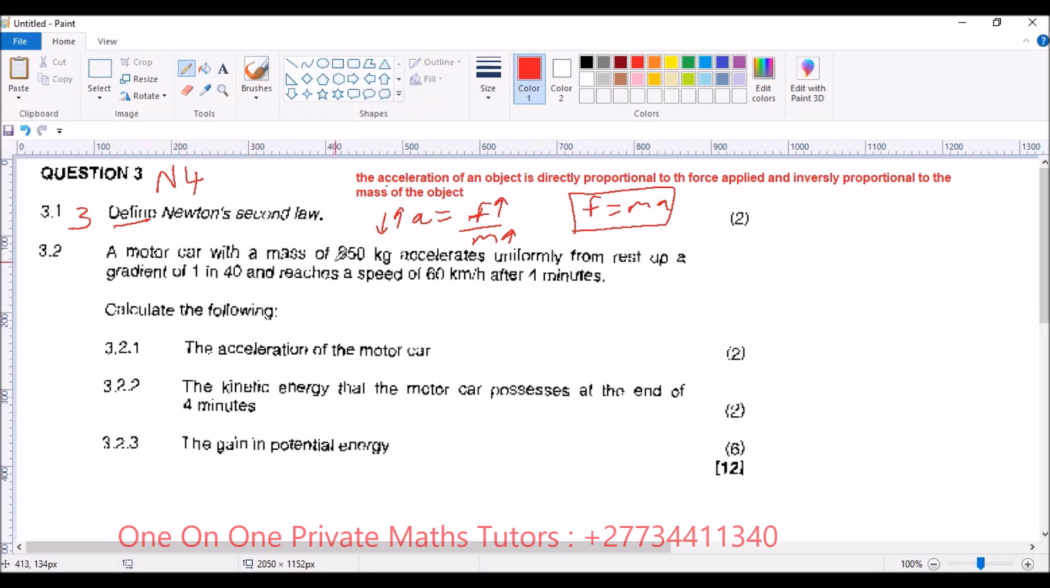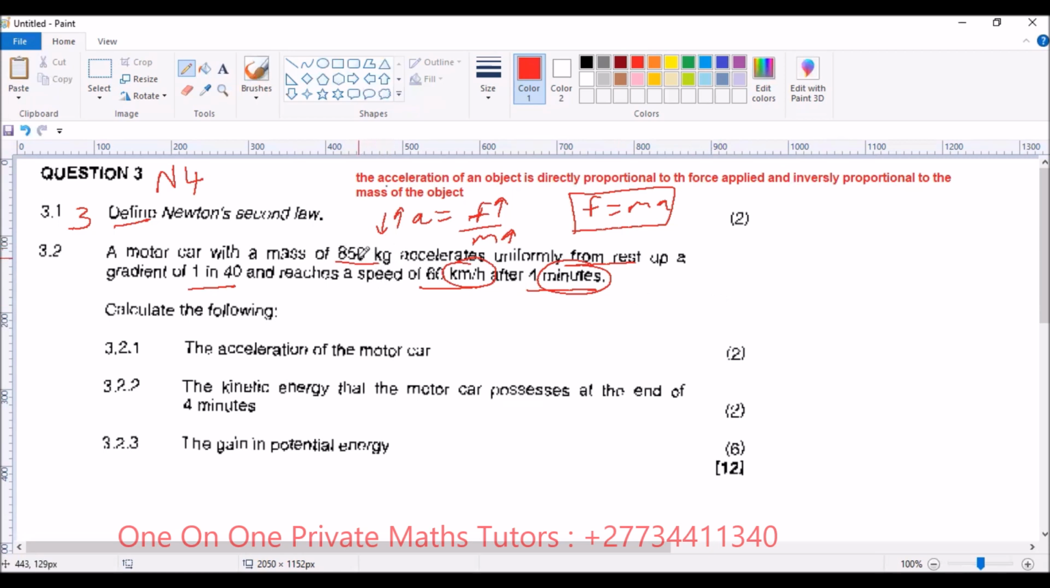A motor car with a mass of 850 kgs accelerates uniformly from rest up a gradient of 1 in 40 and reaches a speed of 60 kilometers per hour after 1 minute. Upon seeing this question, the first thing you must look for is units. Usually we don't use kilometers per hour and minutes. We don't use them at all in physics. All right. So you must convert to meters per second, seconds. So first thing I would do, but the mass is okay.